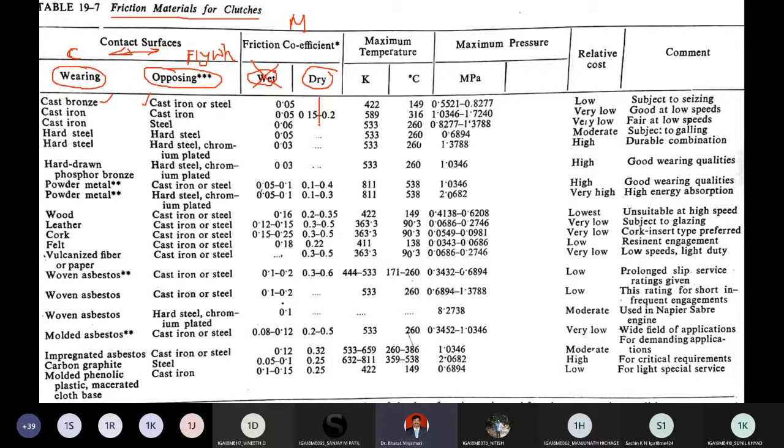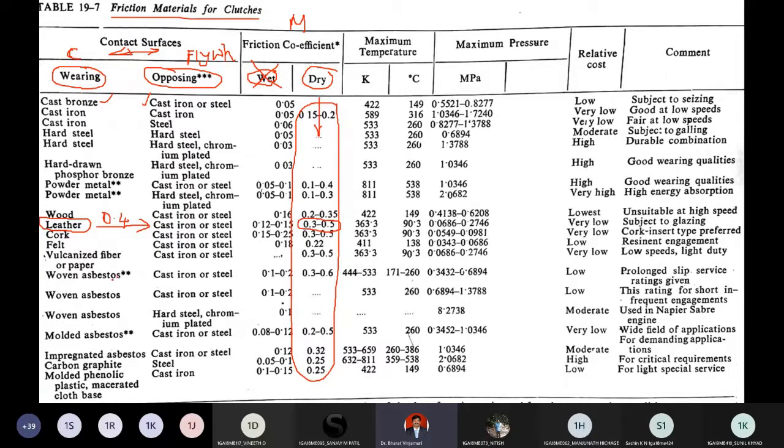These are the values. All these values shown here are the dry friction values which we are going to take. If the material is not given, for example, by default I assume that the friction material is made of leather and the flywheel is made of cast iron or steel. So I'll take the value of 0.3 to 0.5. The average is 0.4. I'll take the value of mu as 0.4. The value of mu is 0.4.